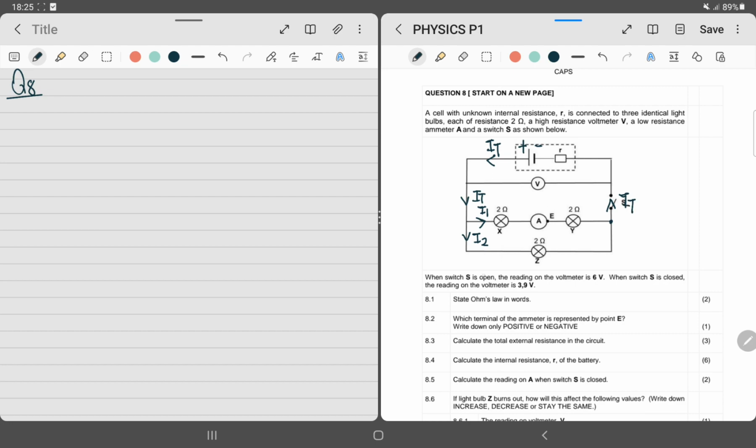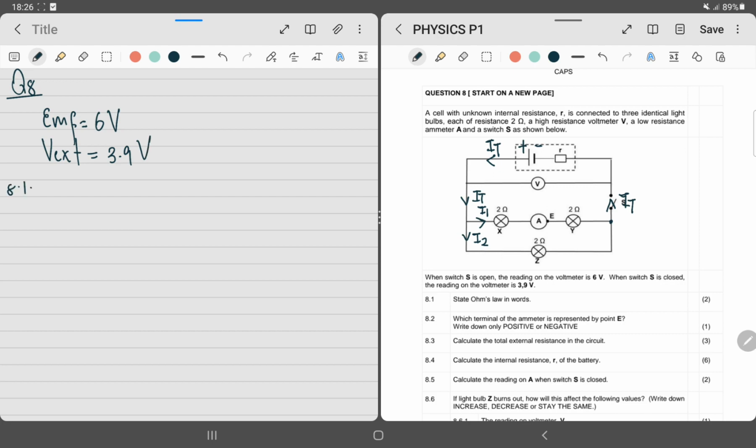When switch S is open, the reading on the voltmeter is 6 volts. So that is the value of the EMF. When no current flows in the external circuit, this voltmeter right here will register the value of the EMF, because when switch S is opened, there's no current flowing in the external circuit. So EMF is equal to 6 volts. When switch S is closed, the reading on the voltmeter is 3.9. So when current flows in the external circuit, V external should be equal to 3.9 volts.